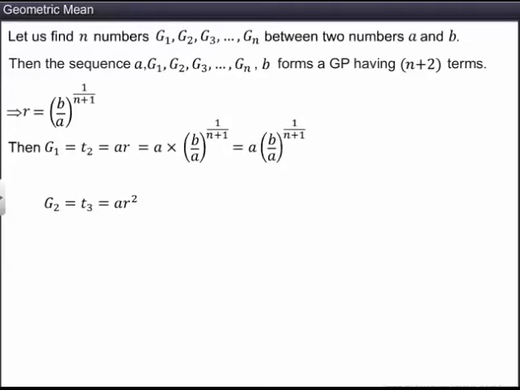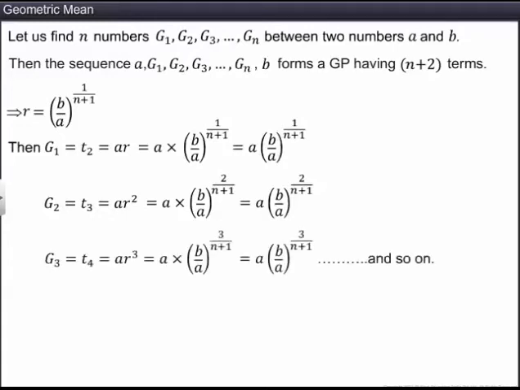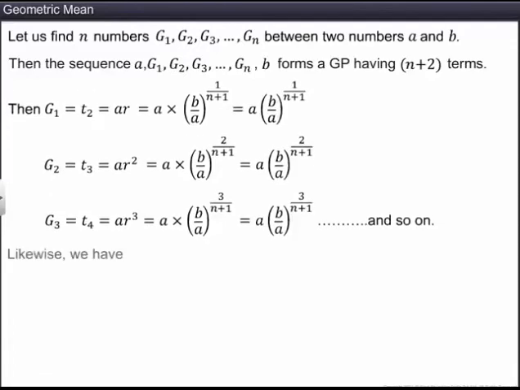Similarly, the fourth term of this GP is a into (b upon a) whole raised to the power of 3 upon n plus 1. Likewise, the subsequent terms can be obtained. The last inserted number, which is the n plus 1th term, is equal to a into (b upon a) whole raised to the power of n upon n plus 1.